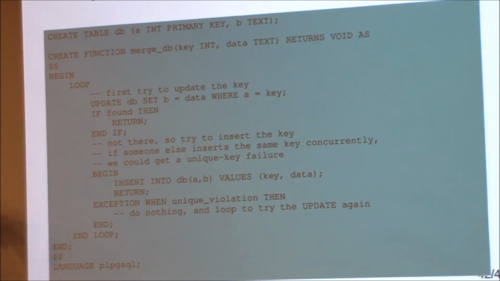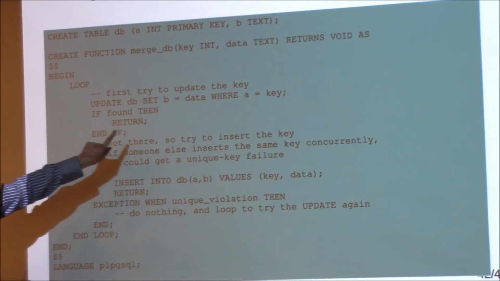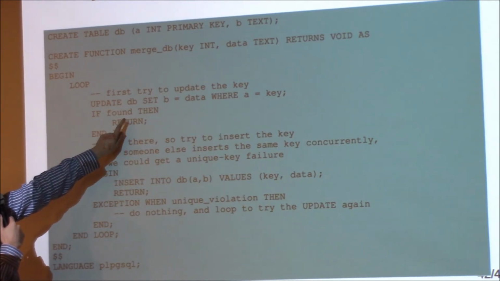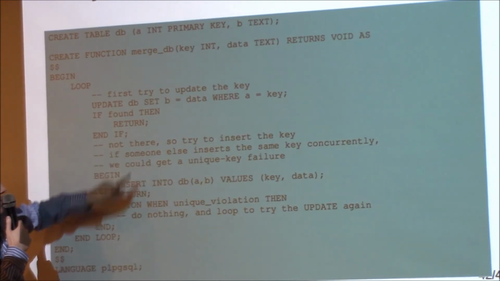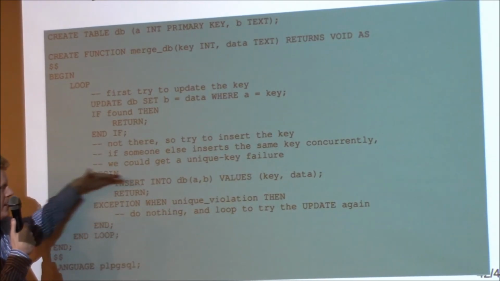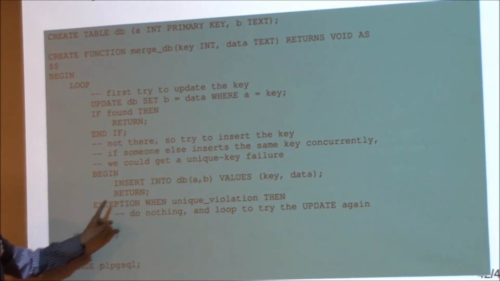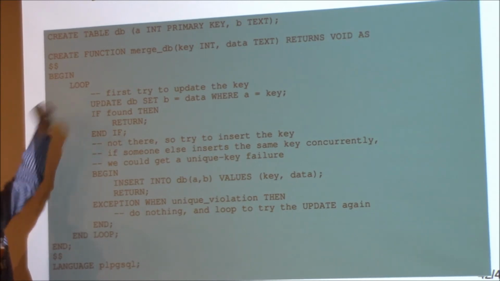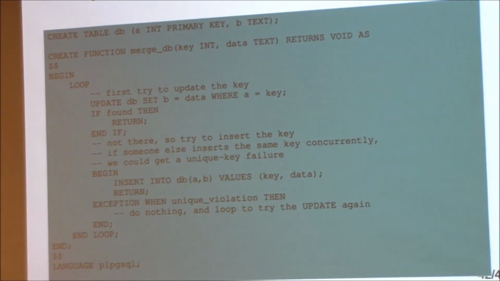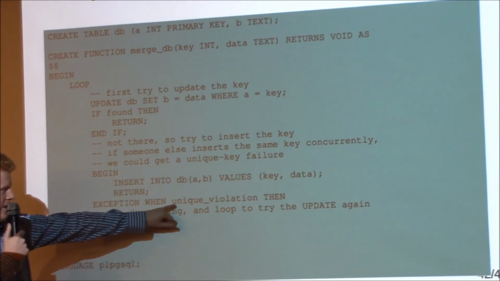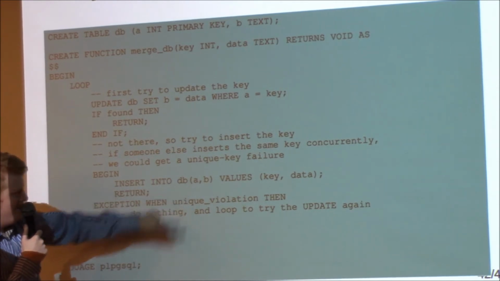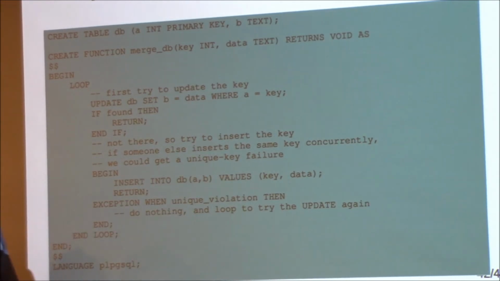So we have this loop construct here. First you do the update. You check if the update affected any rows, and if it did, you're done. If it didn't, you can do an insert. Potentially the insert can have a unique violation, and then you do nothing, and you take it from the top. There are some subtleties as well: when you insert into this db table, it could fire a trigger, and the trigger could be the one that raised the unique constraint violation. So you have to be paranoid about that.